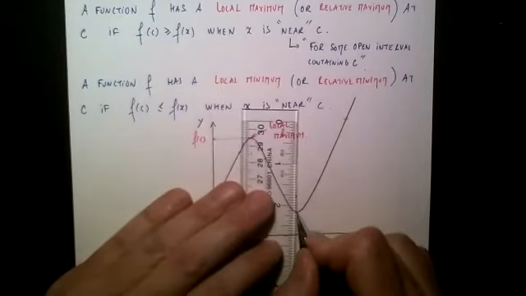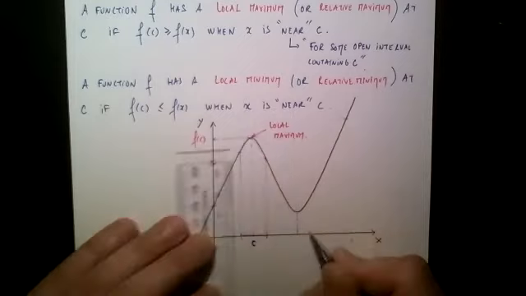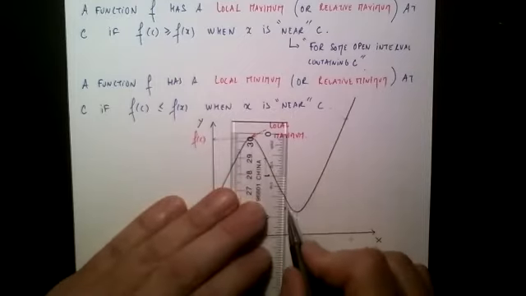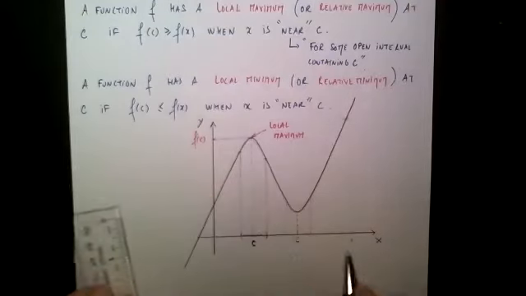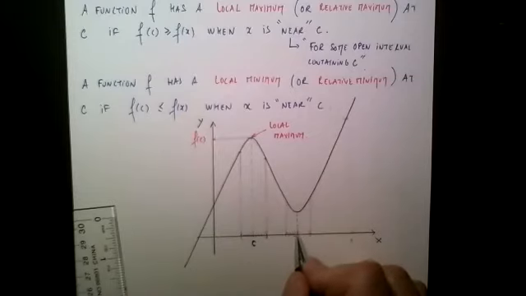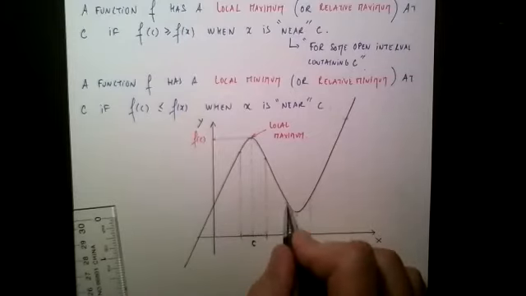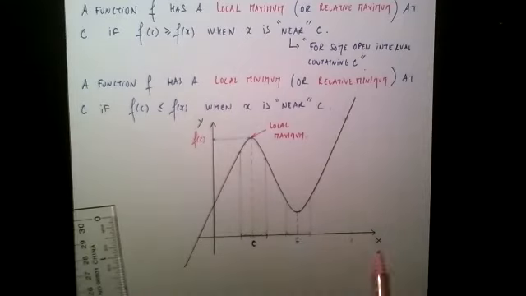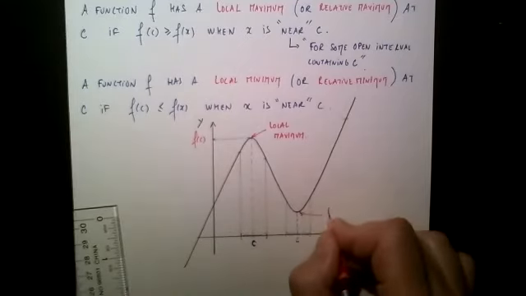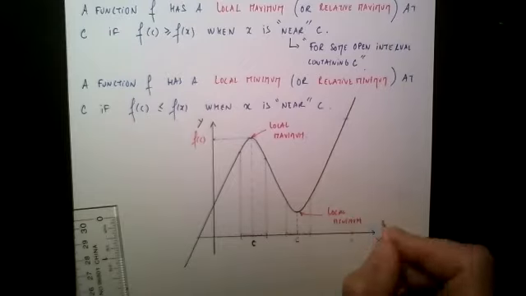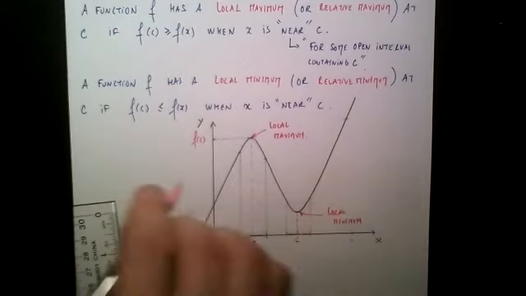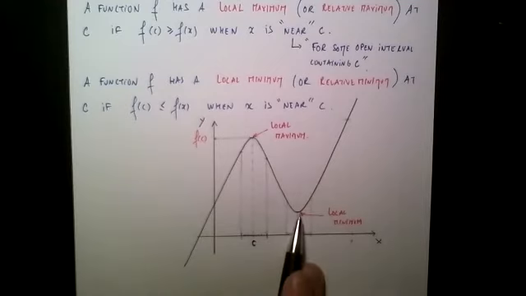Okay, so same thing for the minimum. Again, here we have a value c. In a certain neighborhood around c, he's the lowest. There's nobody lower than him in his neighborhood. So he's a local minimum. This guy here thinks he's the worst there is, but there's lower than him if you look further.